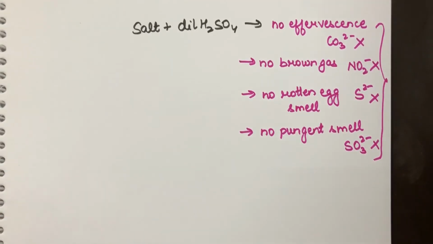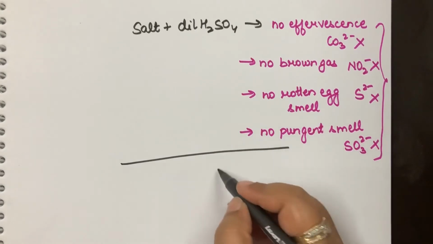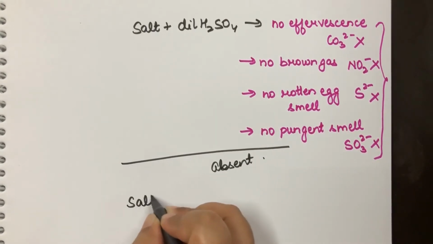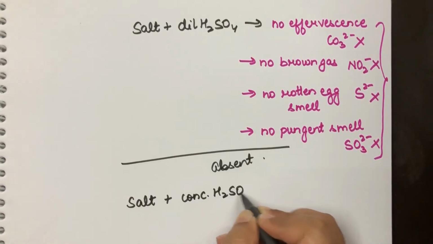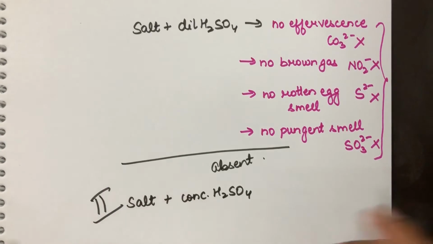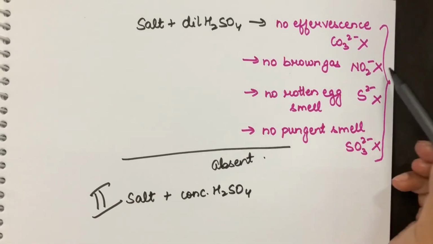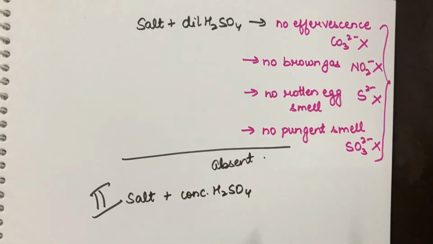Now what should we do? The next step is we will say that this is absent, and we'll directly move to my concentrated H2SO4 group. So this is going to be my next step. I will write that no effervescence, no brown gas, no rotten egg smell, no pungent smell was observed. So the dilute H2SO4 group is absent.